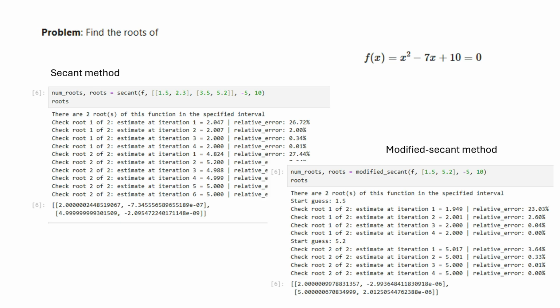As we can see, both methods successfully identified the two roots of the quadratic function. With this, we conclude our video and the series on root finding methods.